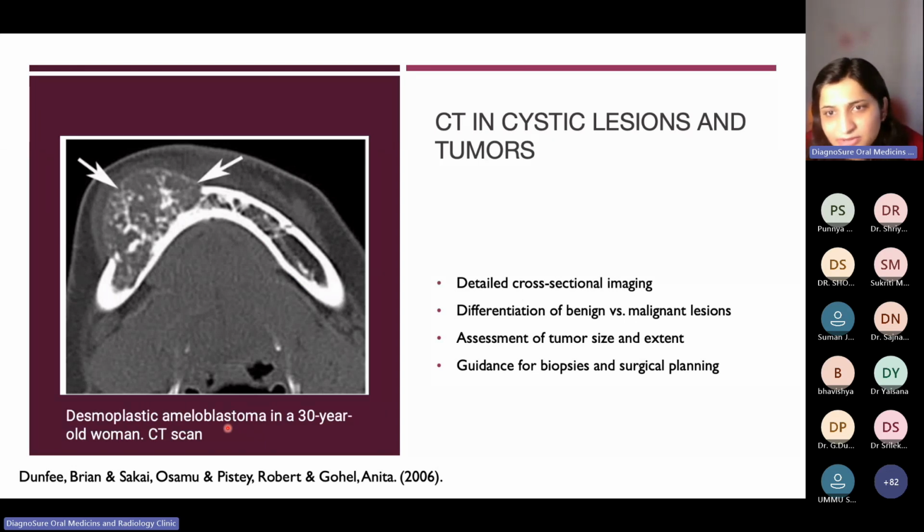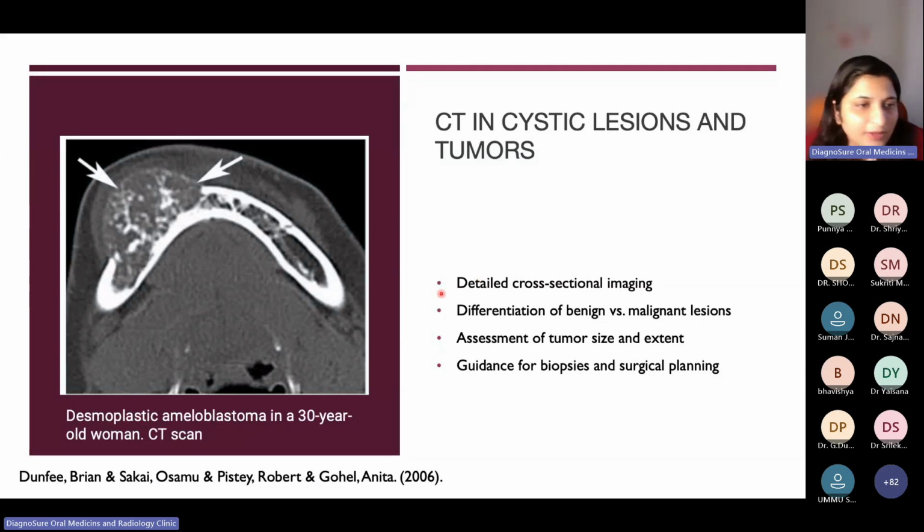Again, CT imaging plays a crucial role in evaluation of cystic lesions and tumors by providing detailed cross-sectional images of soft tissue and surrounding structures. It helps in differentiating between benign or malignant lesions, assessing the extent of bone involvement, and identifying potential metastasis. CT also aids in guiding biopsies and planning surgical intervention by offering a clear view of the lesion's location and characterization.